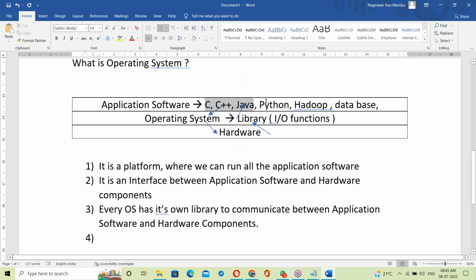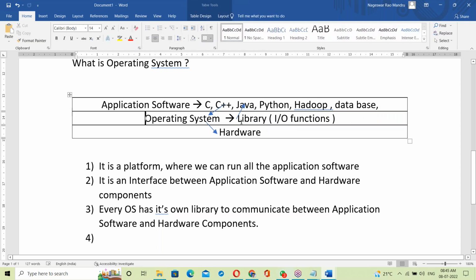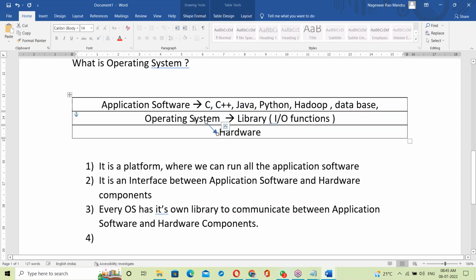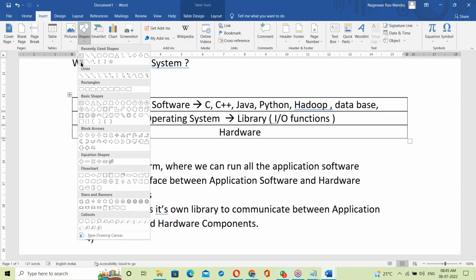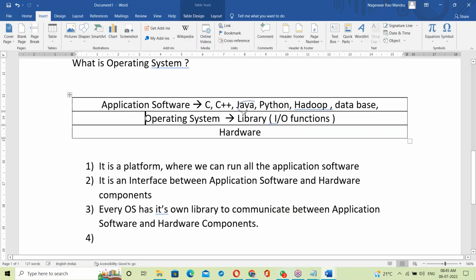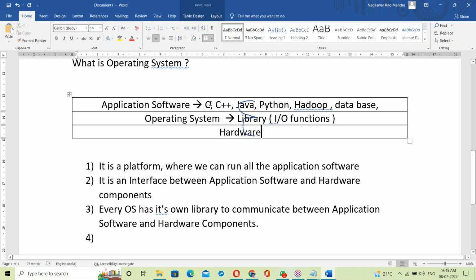All these programs, C, C++, Java, Python, first of all link with the OS library, then communicate with the hardware components. Every program has to link with the OS library before going to start execution.